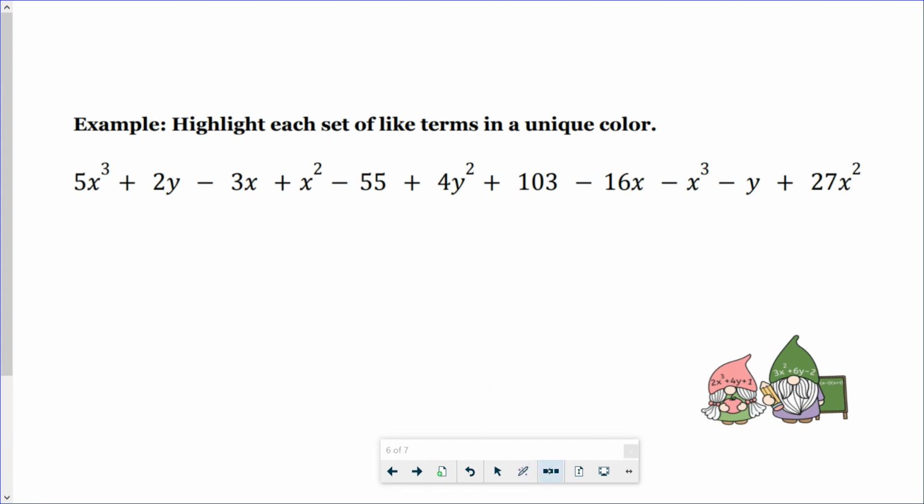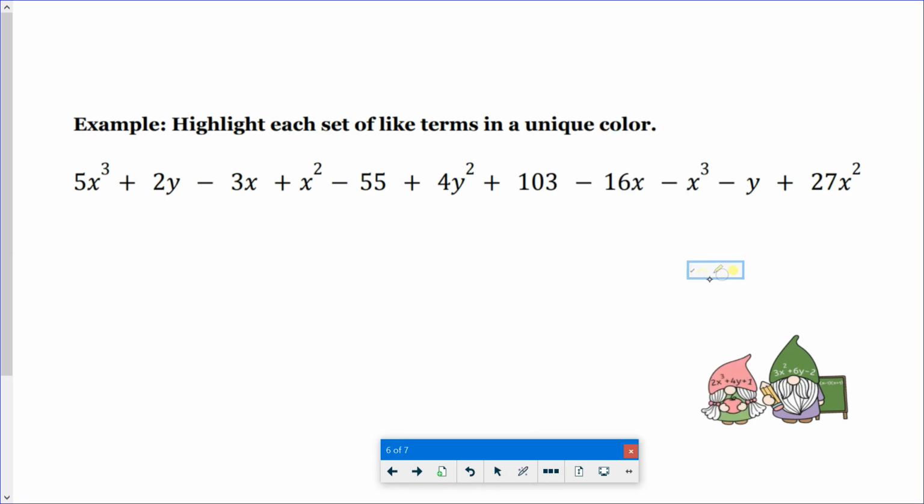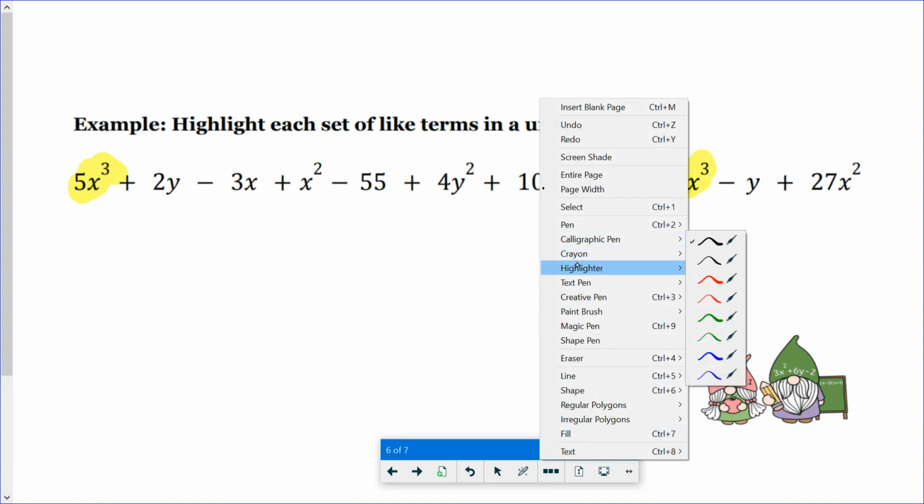We're going to go through and do some highlighting of like terms, all right? So I'm going to start with 5x cubed. When I have 5x cubed, I'm looking for something else that has the same variable, so x, and the same exponent, which is cubed. So I see over here I have x cubed. Even though my coefficient is different, it's the same variable and same exponent. And when I look at like terms, I want to also include the sign that goes with it. So in this case, I have a minus x cubed. So that is one pair.